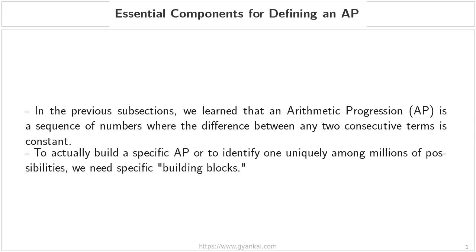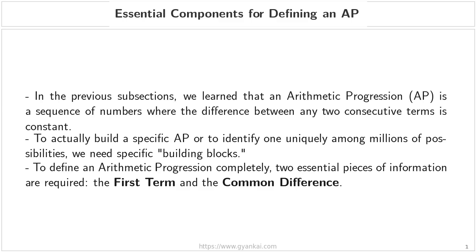Now, while knowing the definition is a great start, it isn't quite enough to actually create a specific sequence. Think about it. There are millions of different possible arithmetic progressions out there. To move from a general idea to building one specific, unique AP, and to distinguish it from all those other possibilities, we need what I like to call our building blocks. So, today, we're going to focus on the two essential pieces of information required to define an arithmetic progression completely.